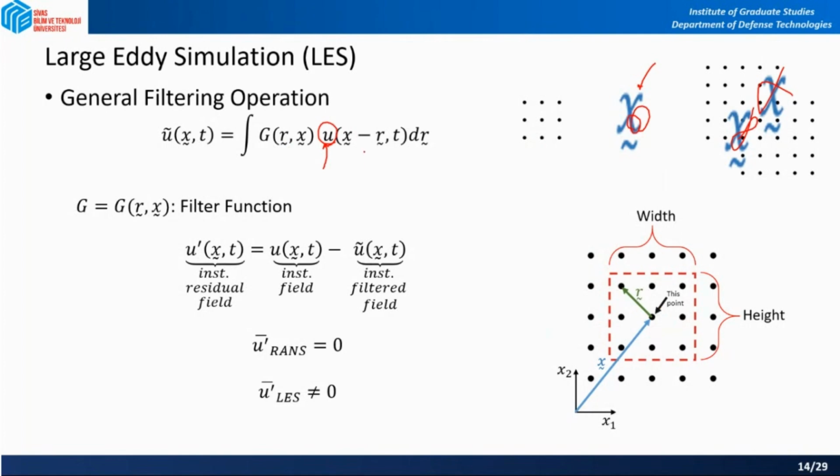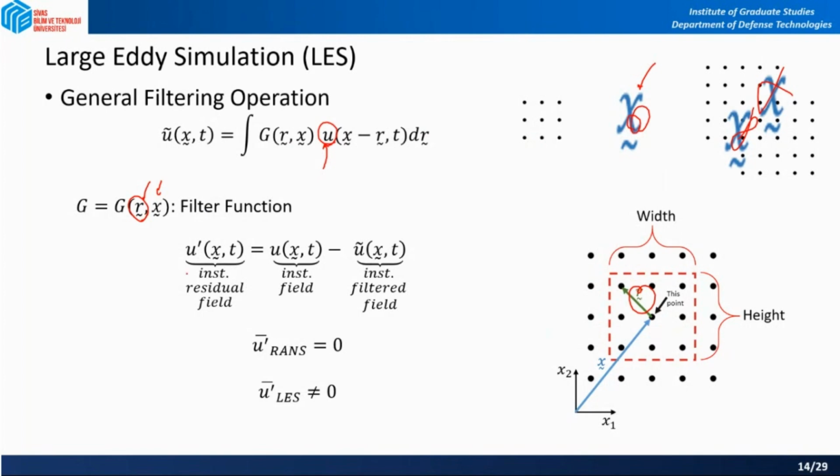And you have to note that in general, I said g is a function of r and x both. This means that you can use one filter function at one point and use another function at another point. Because it is a function of x, and a function of R, and I showed you what R is. R is the distance of another point from the center point, the original point. And this filtering process is actually the essence of LES.